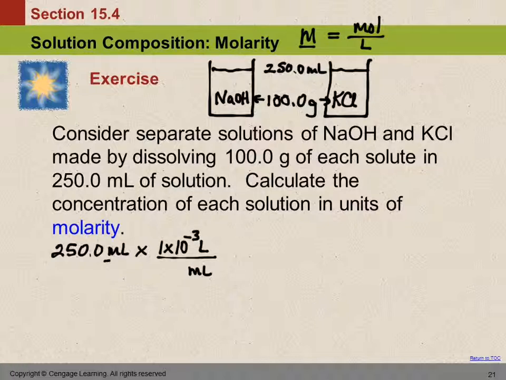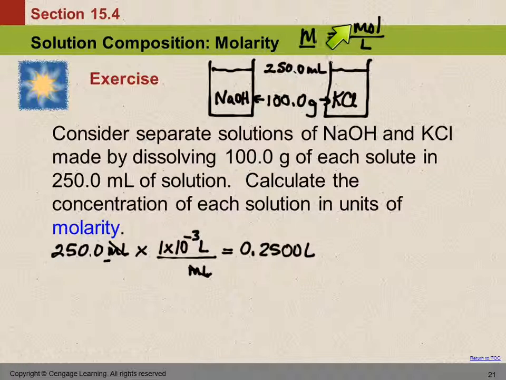So that's 1 times 10 to the minus 3. Milliliters cancel out. This is 0.2500 liters. So that's the volume. That's the part that's going in the denominator.